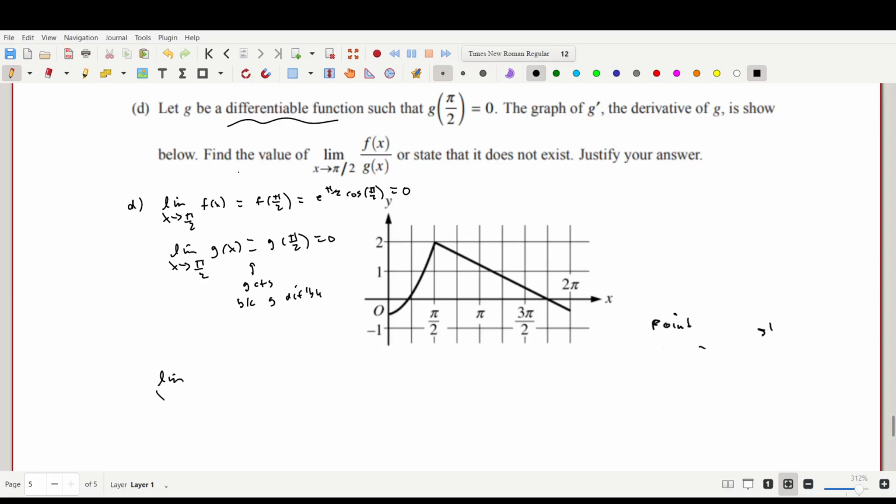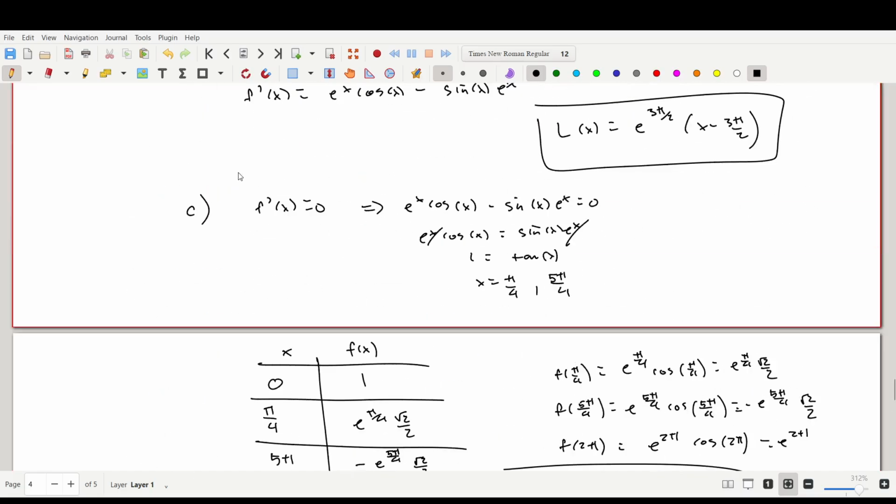So the limit as x goes to pi over 2 of f of x over g of x is the limit as x goes to pi over 2 of f prime of x over g prime of x. And here, I think it's fine. G prime is obviously continuous because it's shown down here. And so this is going to be f prime of pi over 2 over g prime of pi over 2. You do need to know that f prime is continuous there, but it is.